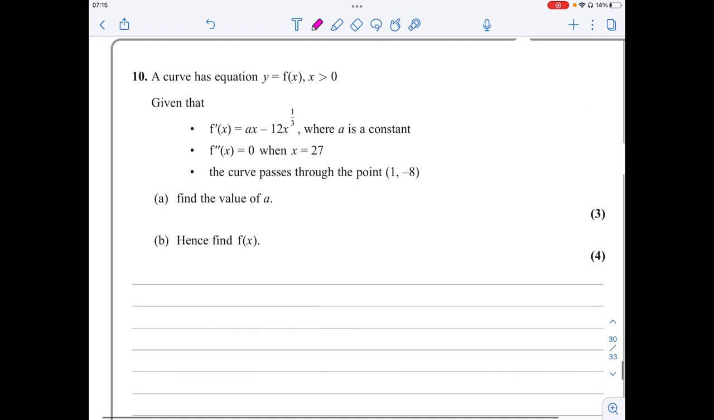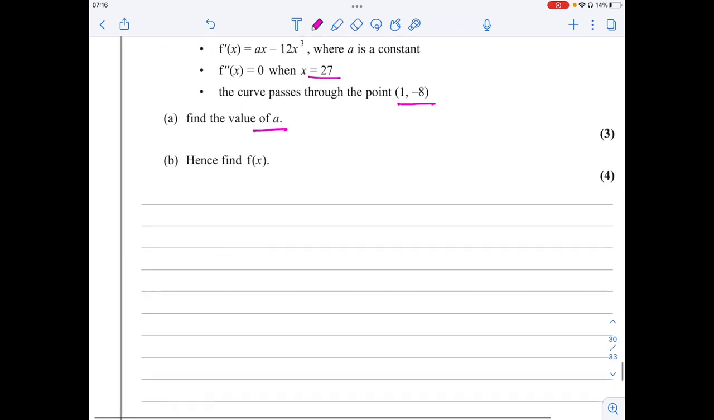Next, question number 10. The curve has an equation y equals f of x, and x is greater than 0. That is a condition given. Then f prime x has been given, and f double prime x is 0 when x equals 27. The curve passes through a given point. Find the value of a.